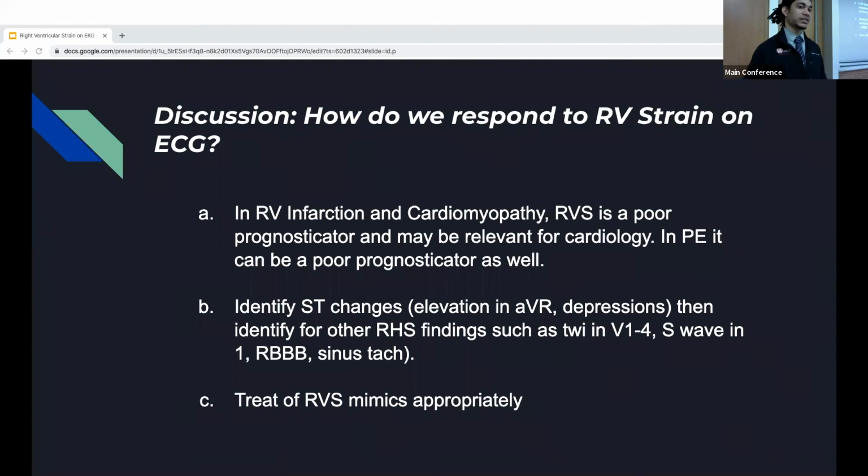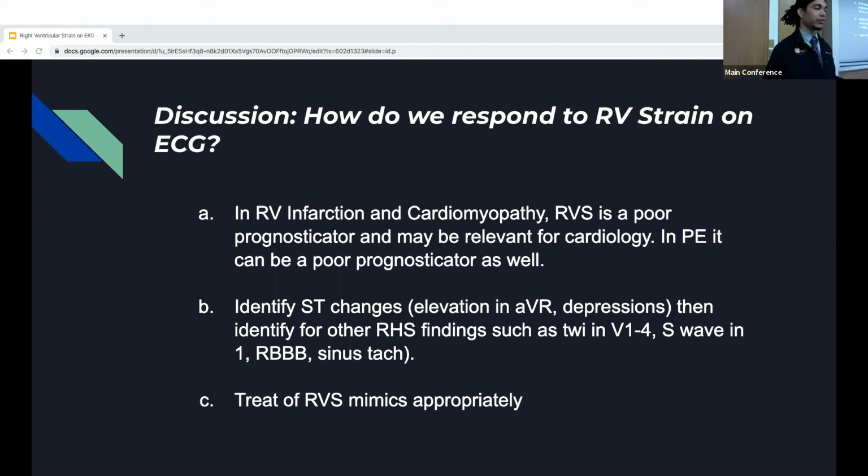So yeah, just in conclusion, how do we respond to RV strain on the EKG? Make sure if you see signs of acute RV strain and there are EKG changes from prior in those leads, have a high suspicion for PE or RV infarction, because not only can it be helpful for your differential, but it also is a good prognosticator for poor outcomes.